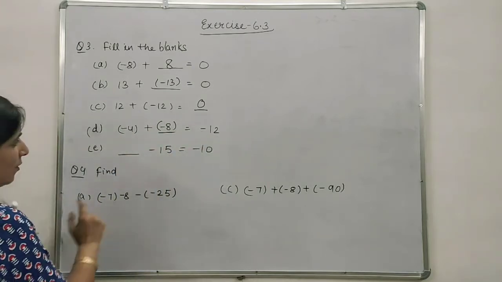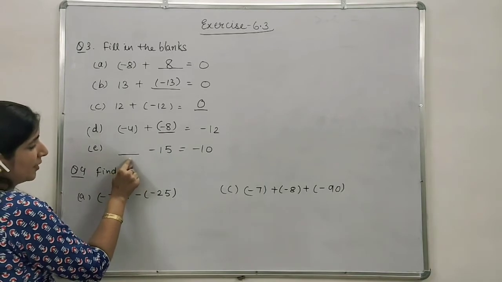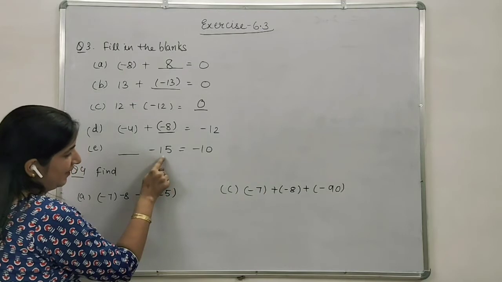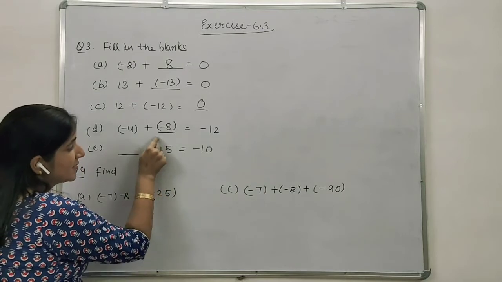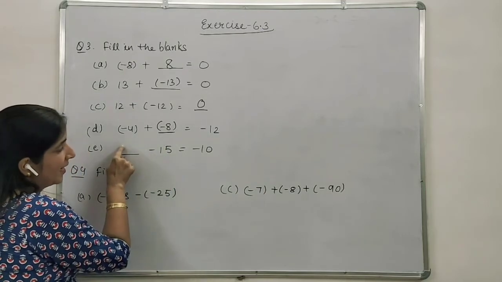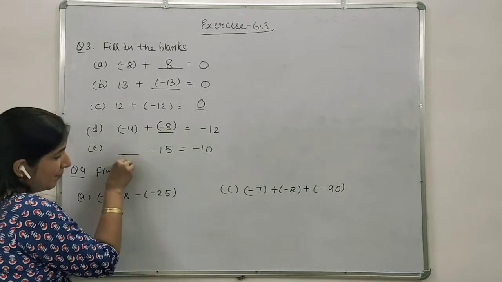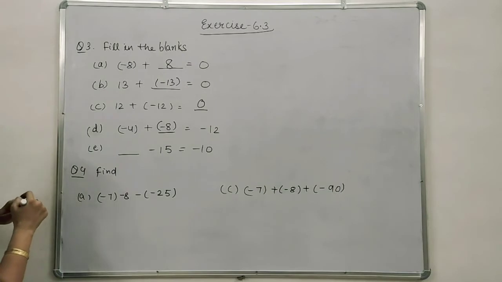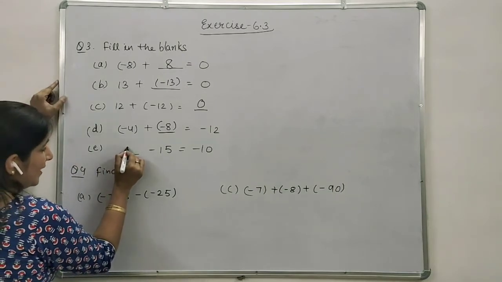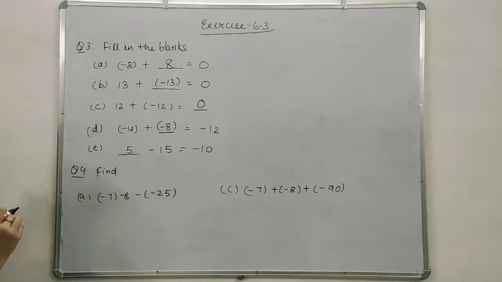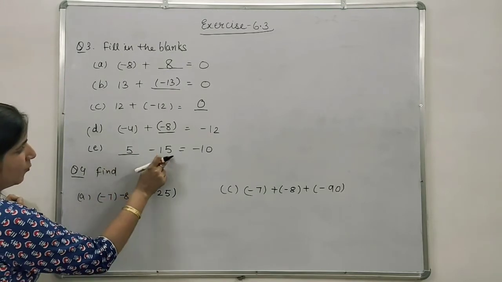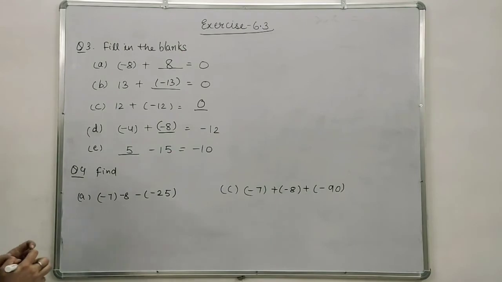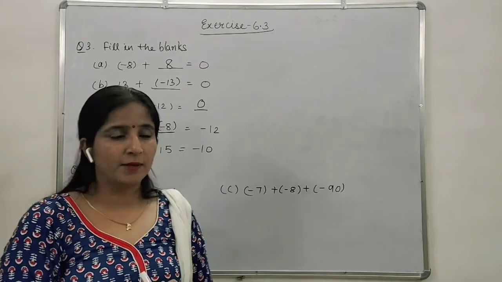Now you can see something should come here to make it minus 10. Minus 10 is less negative than this. It means if we write some positive, it will reduce the negative, and then we will get less negative here. So what should we write here? We can write positive 5. If we write positive 5, it will make this minus 15 into minus 10. In this way we can write the fill-ups in the book.